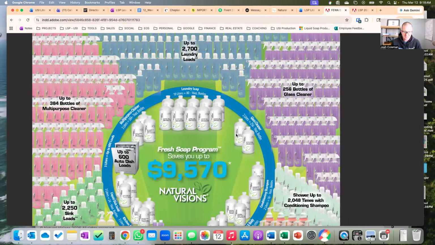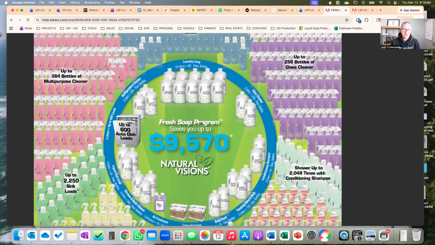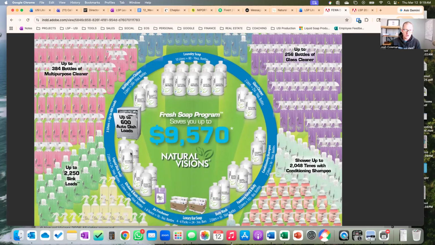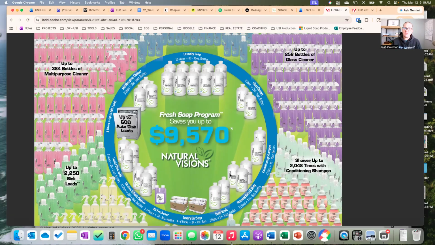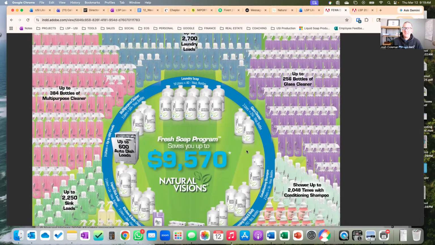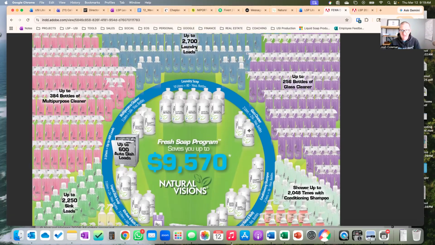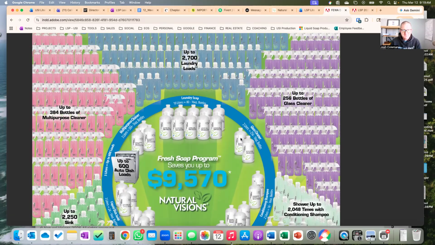Let's pick on glass cleaning for an example. This $9,570 program comes with 2 liters of glass cleaner. That is 2 bottles of concentrate. So you'll hear me and my team talk a lot about the inner circle and the outer circle of an explosion brochure. The inner circle of the explosion brochure includes all of what I call the units of soap. These are the units of super concentrate. And those super concentrate bottles explode out and make the amount of products that are on the outside of the circle. Okay, so again, let's go pick on glass cleaner for a second.